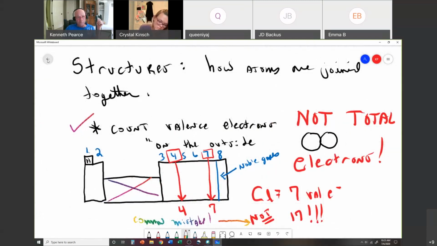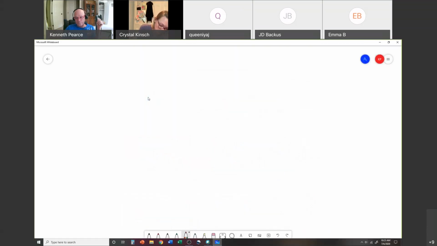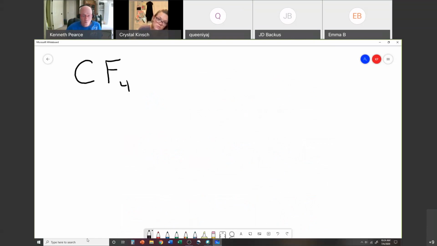All right, now let's make a molecule. Let's start with the simplest one that I can think of, and I'm going to switch colors here. We're going to start with CF4. Now, what's the name for CF4? CF4 is carbon tetrafluoride. So I'm just going to write out the name here.